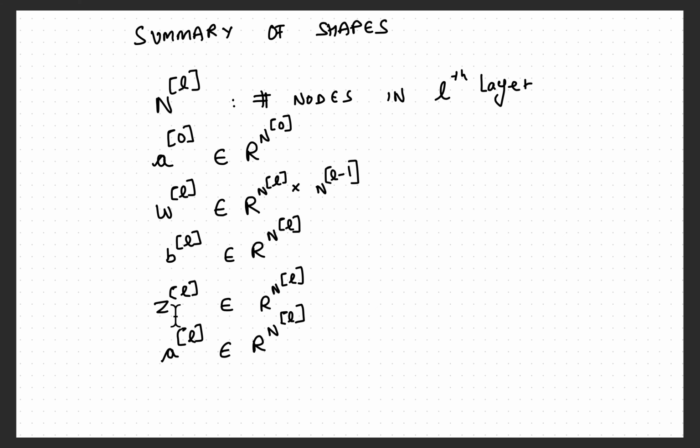And we can calculate Z of L as the summation vector corresponding to the number of neurons in the Lth layer. So thus it is equal to the number of neurons in the Lth layer, and similarly the activation from the Lth layer is equal to the number of neurons in the Lth layer.